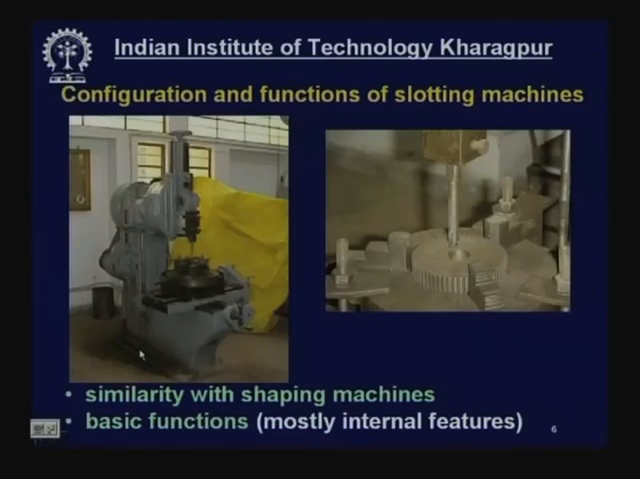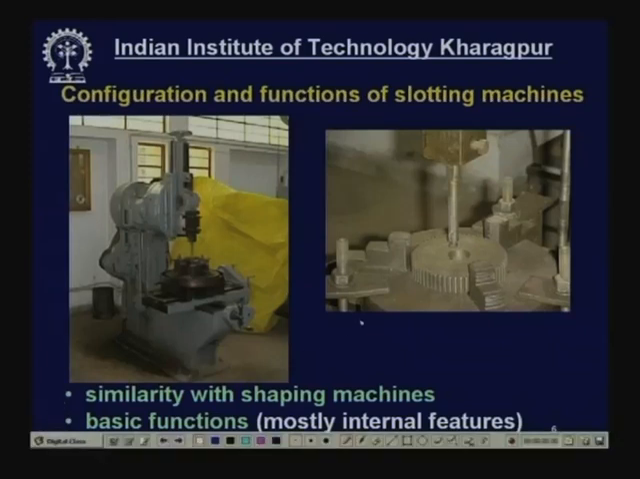Next, let us see the slotting machine, configuration and functions of the slotting machine. I already told that the slotting machine is nothing but a vertical shaper. What is a shaper? In a shaper, the cutting tool reciprocates, but in a horizontal plane. In the slotting machine, this is the cutting tool mounted in a tool holder and this reciprocates vertically up and down. And this is the workpiece, say it is a gear where a slot has to be cut, like a keyway.